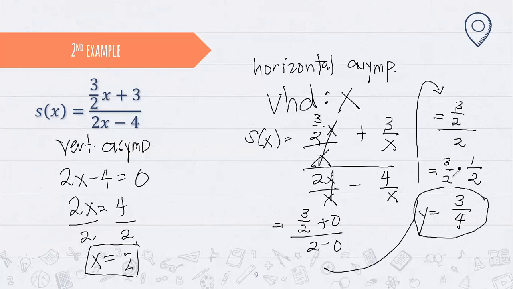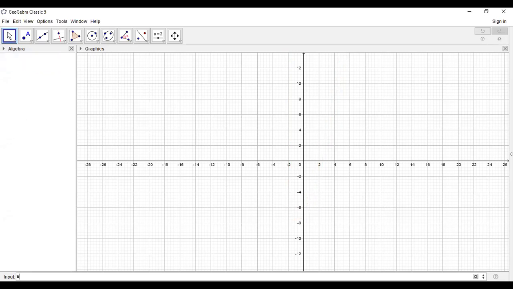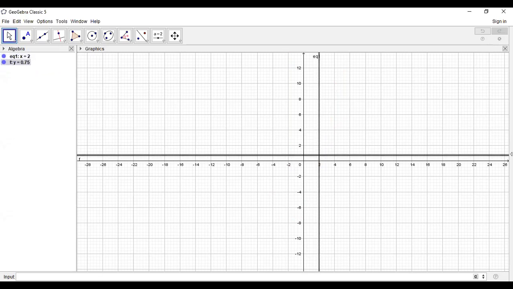Kailangan sa x equals 2 and y equals 3/4, hindi tatama ang ating graph. Sige nga, gawin nga natin doon sa ating graph. Para makita natin na hindi siya mag-touch, i-graph ko muna yung mga asymptote. Ano nga yung asymptote? X is equal to positive 2. Yung y naman natin is 3/4. Okay, so nakita niyo yung asymptote natin, siya ay kulay black.